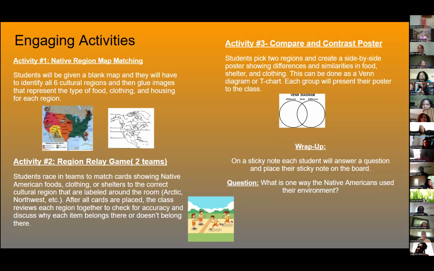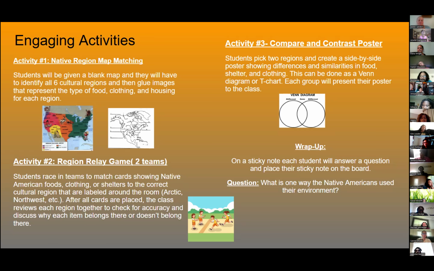They'll do a side by side. They can do a T chart or the Venn diagram. And then once they do that and compare the similarities and differences with the clothing and shelter, they'll come up and present their poster in front of the class and tell us all what they did.